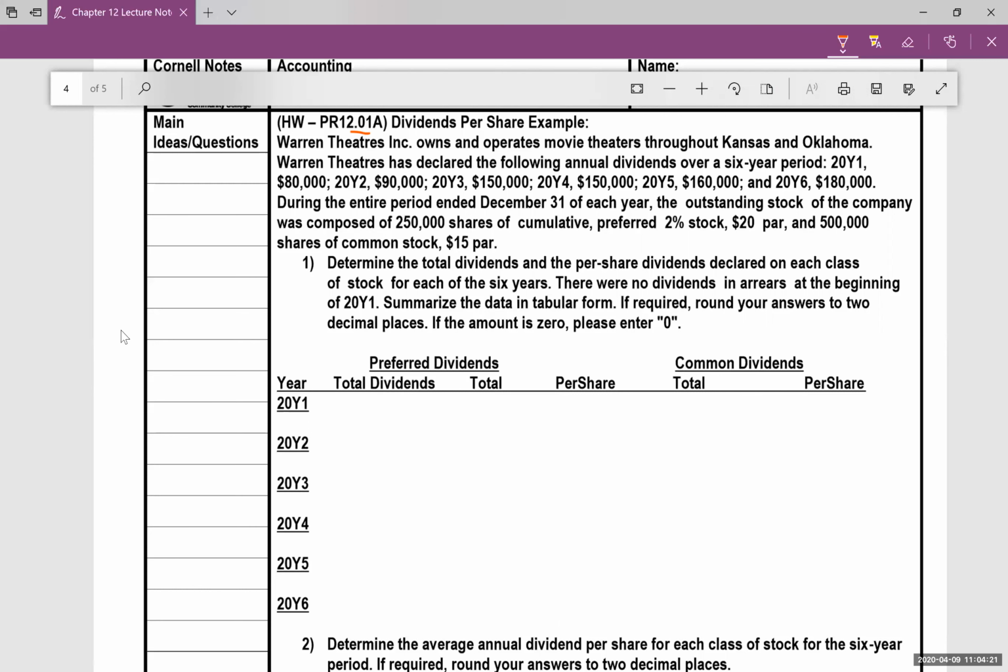A dividend in arrears is when you owe the shareholder the dividend but you don't pay it, so you keep a tab. And when there is a year that you can pay it, you catch up as much as you can. That's basically what that is.